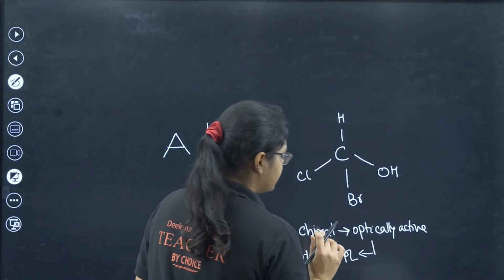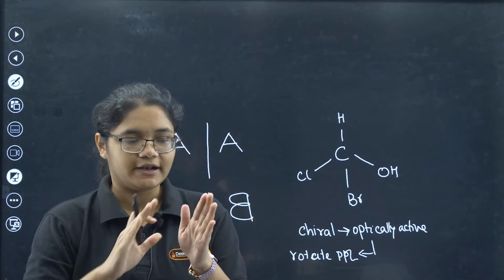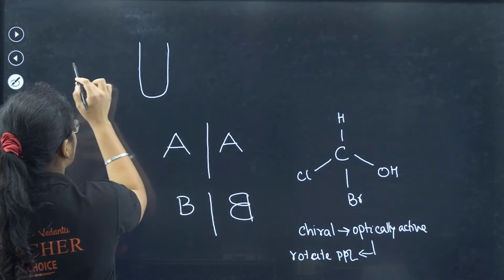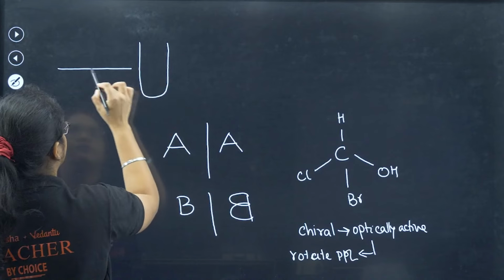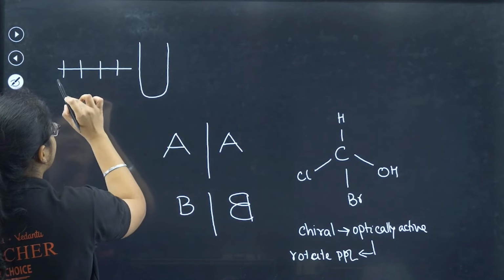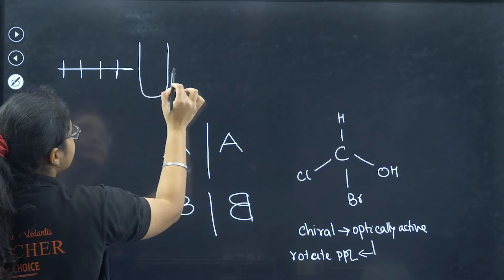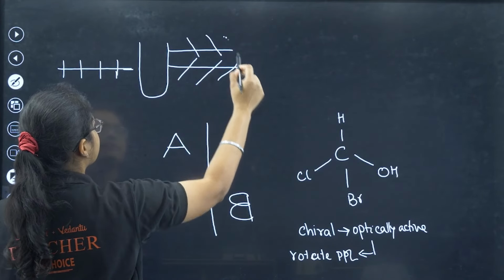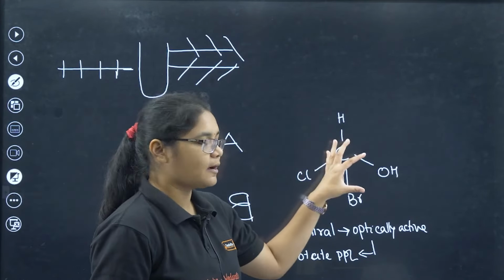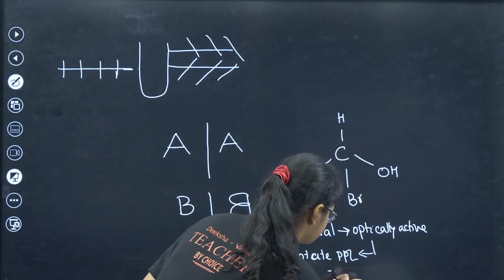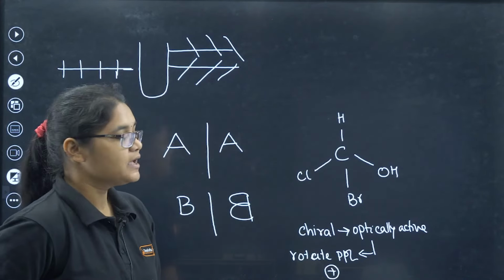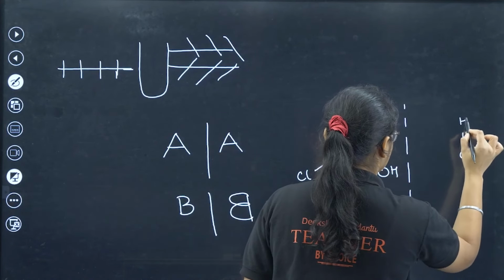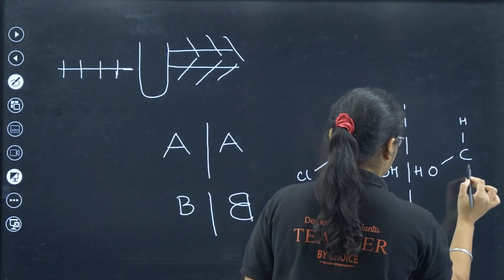Now rotation can happen in 2 directions. It can be either clockwise or anti-clockwise. So you have a sample, and you are passing the plane polarized light through it. Plane polarized light means having only one field. Now when it is rotated, it can rotate in this way or it can also rotate in this way. Suppose this compound is rotating in the clockwise direction. I am denoting plus for the clockwise direction. Then its mirror image will be there. How can I draw the mirror image? Like this. This is the mirror image.